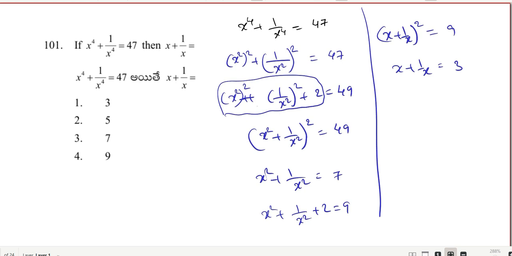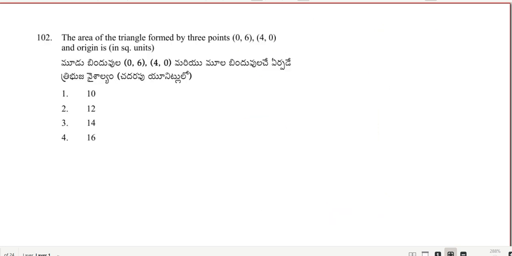So what is the value of x plus 1 by x? That is 3. So the first option is the correct answer for this question. Now let us go with the next question.